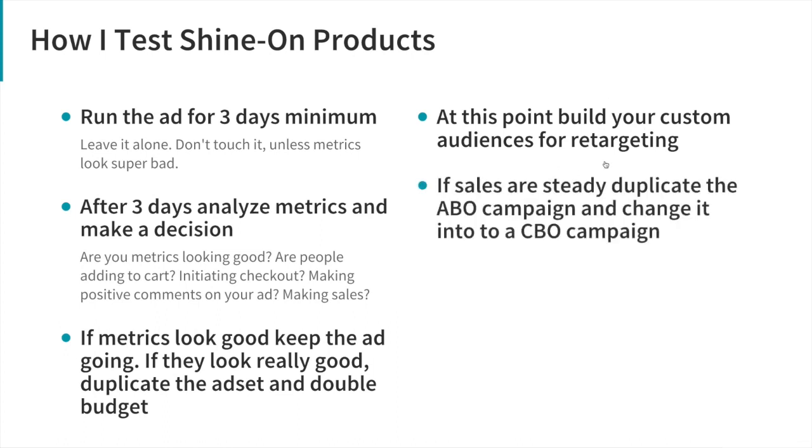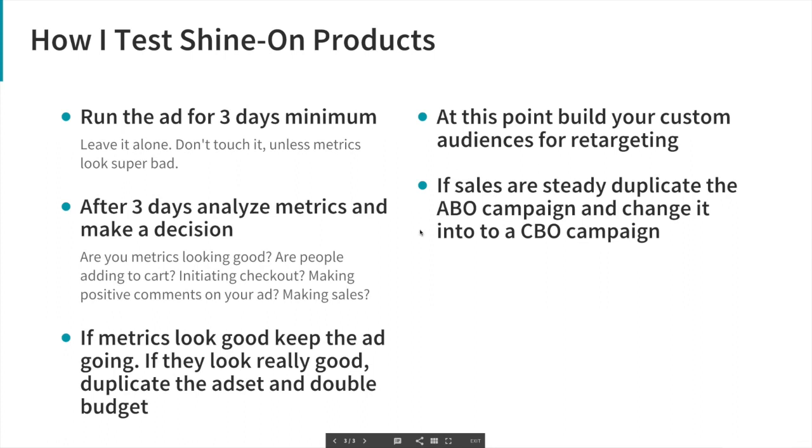After this, if sales remain steady on my ABO campaigns, I would again duplicate one of them, probably the lowest spend one, so say the $25 a day campaign, and I would change this new duplicate into a CBO campaign and I would run that as well.